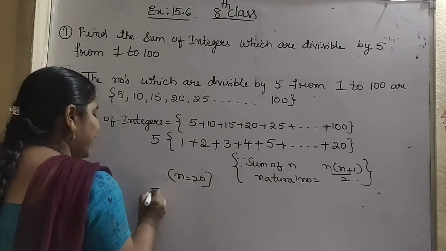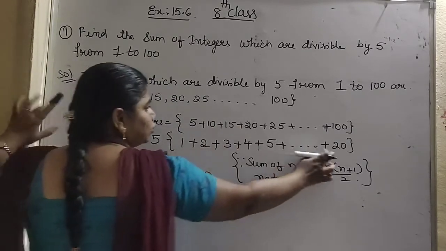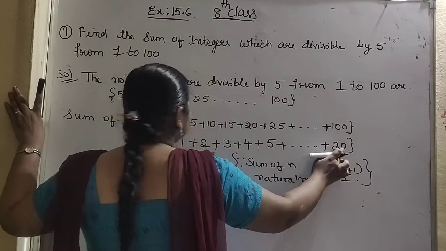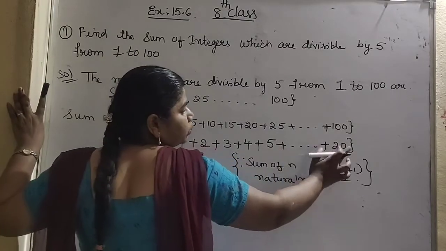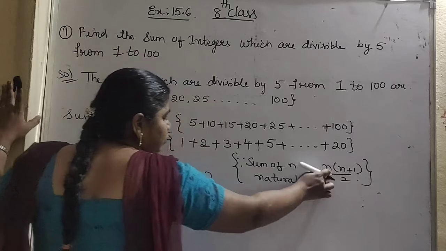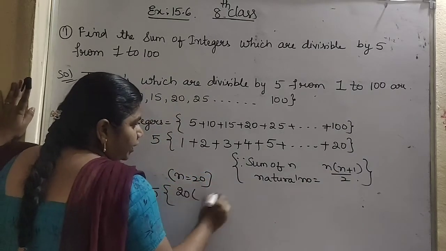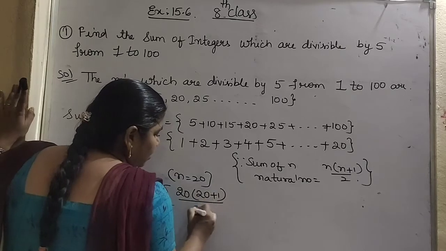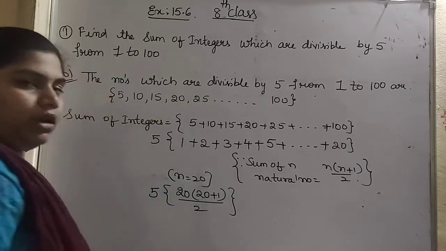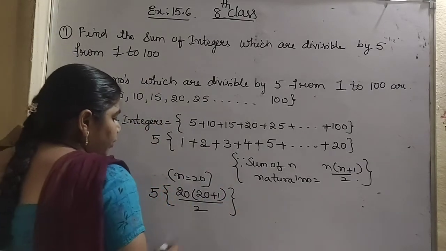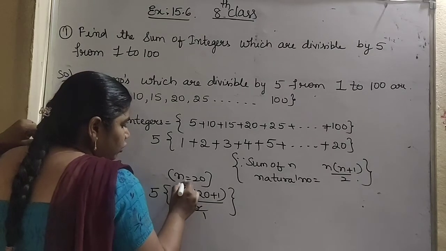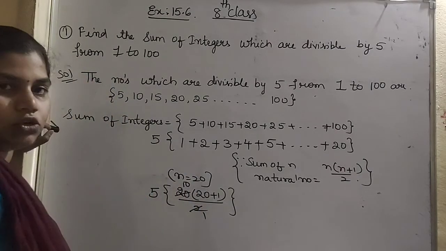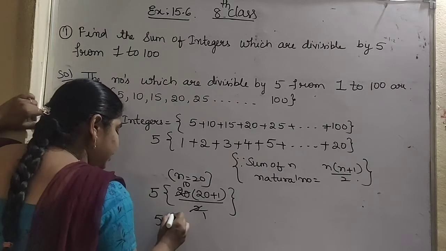So 5 I am writing as it is, and these are the first n natural numbers. How many natural numbers are there? Total 20 natural numbers are there. So we can write here 20 into 20 plus 1 by 2. So we can write in this way. So here 2 ones, 2 tens will be equal to 20. So 5 as it is.